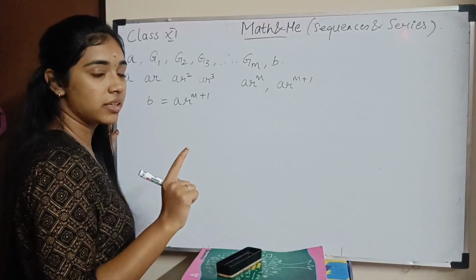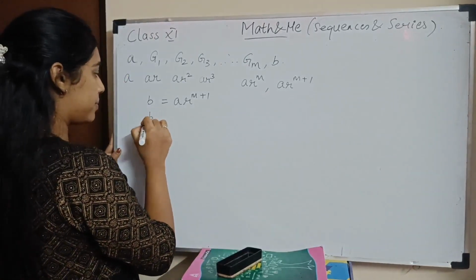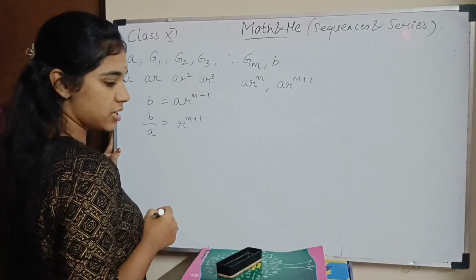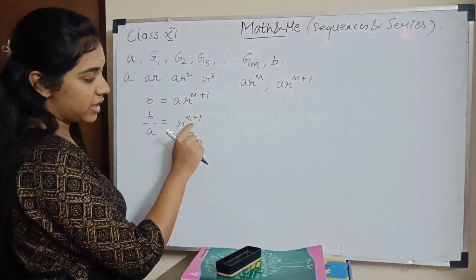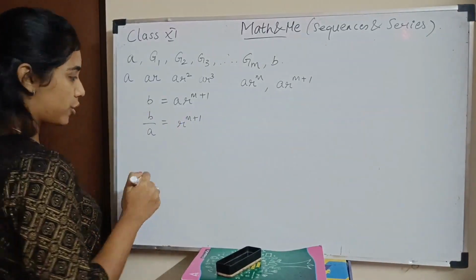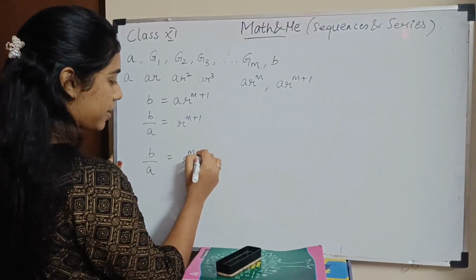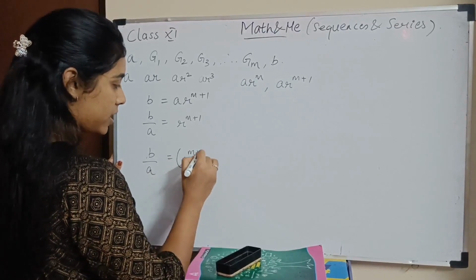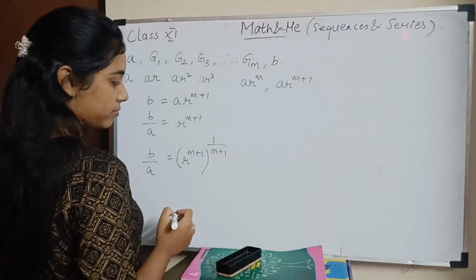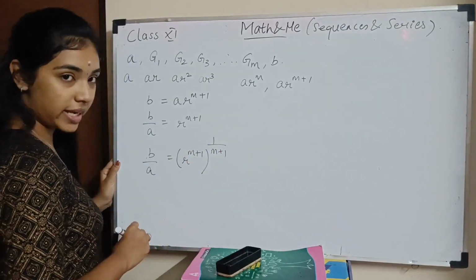Total number of terms kadayadu. Number of geometric means. Okay? So what do you have? B by A equals R to the power M plus 1. இப்போ எனக்கு இந்த பவர்ல இருக்கிற M plus 1 வேண்டாம் on this side. I wanted to bring it to the other side. So B divided by A equals R to the power M plus 1. In order to get rid of this M plus 1, I'm going to raise the power to 1 divided by M plus 1. You see why? M plus 1 and 1 divided by M plus 1 will get cancelled.